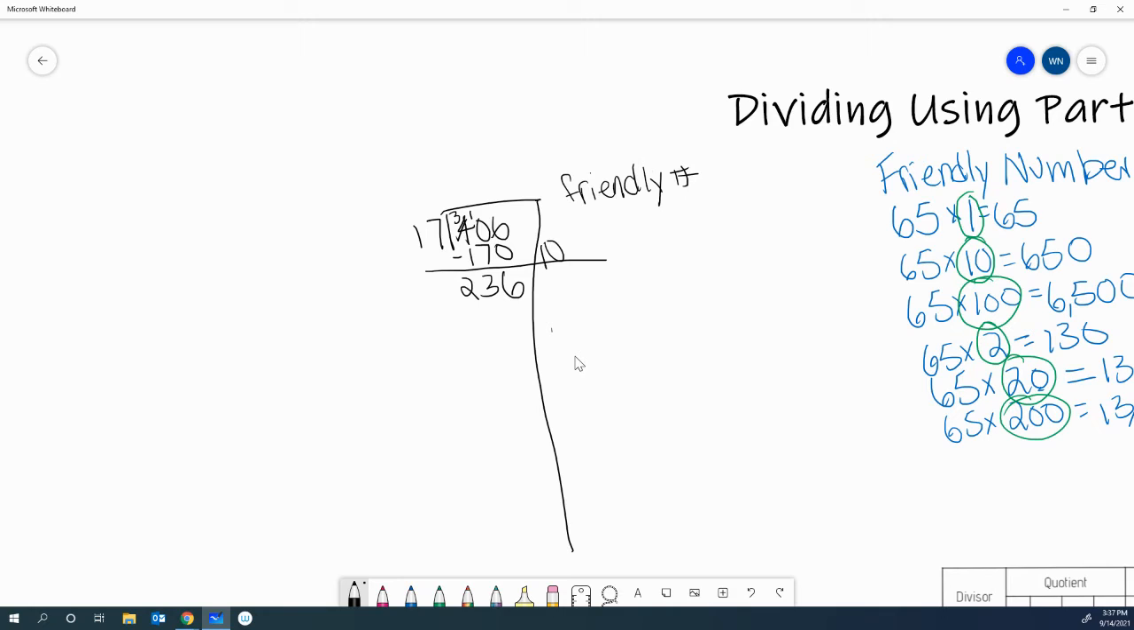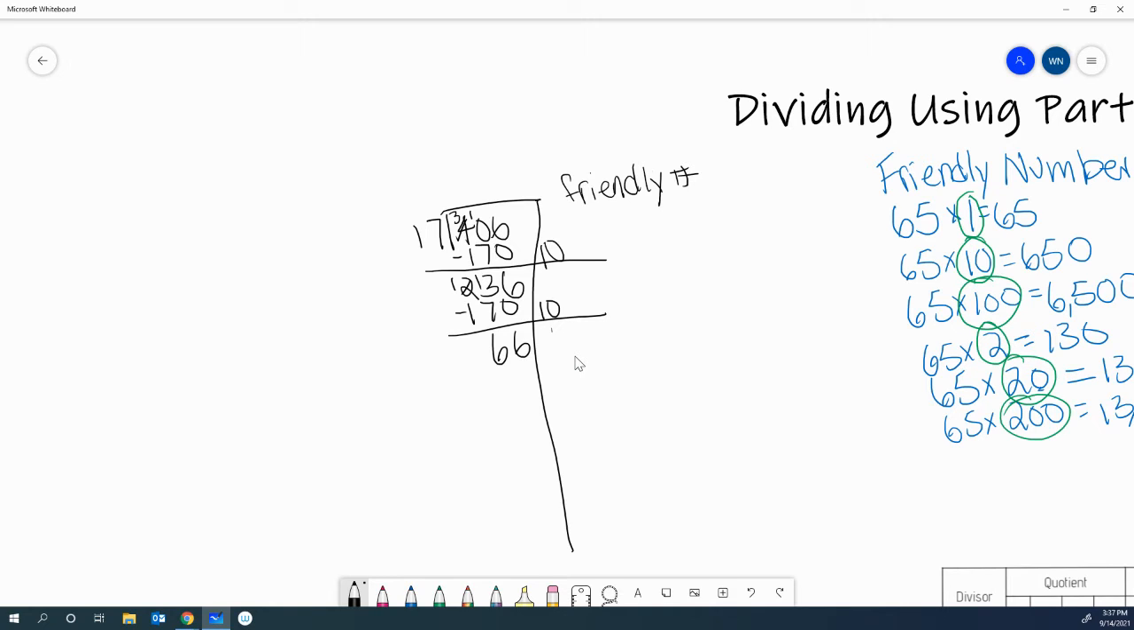I could subtract 170 again. So I'm just going to use 10 as my friendly number and subtract 170 again. 6 minus 0 is 6. We got to borrow from that 2 again. 13, 8, 9, 10, 11, 12, 13. That's 6. So I've got 66 left. I can't use 10 as a friendly number because I can't subtract 170.